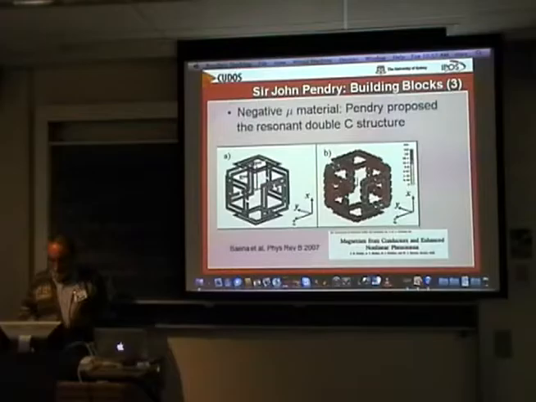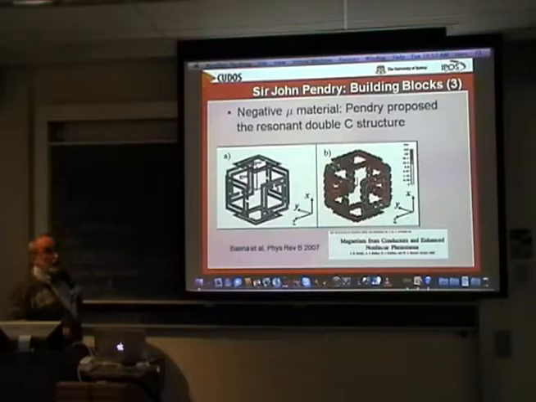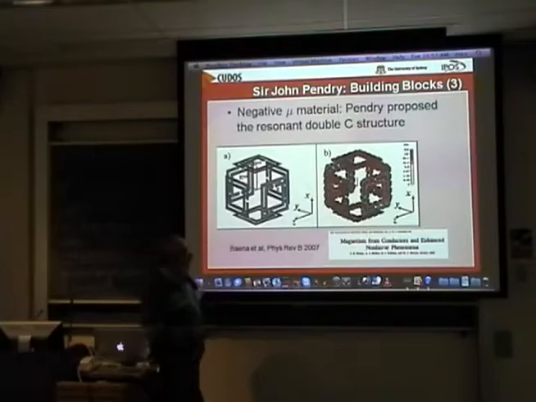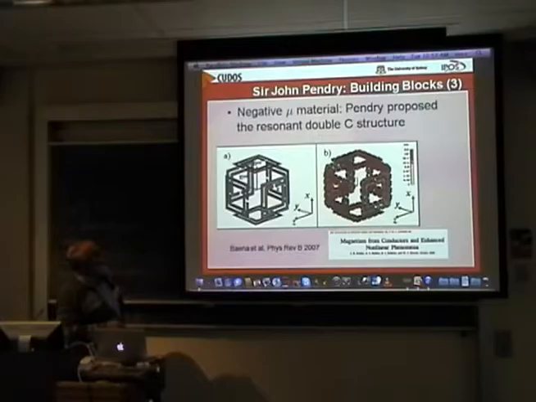So Pendry also needed structures which would give him materials with magnetic resonance and mu less than naught. The paper which contained that information was published in IEEE Transactions on Microwave Theory and Techniques in 1999, I think. Magnetism from Conductors and Enhanced Nonlinear Phenomena. I've taken a diagram of the structure from a later paper where Pendry talked about this structure, which is called the Pendry double C. He talked about that arranged in a plane to give him a planar structure. These authors were in fact interested in what would happen if you made cubes out of the double C structure, and then you could stack the cubes together and make a whole volume of negative mu material rather than just a plane of negative mu material.